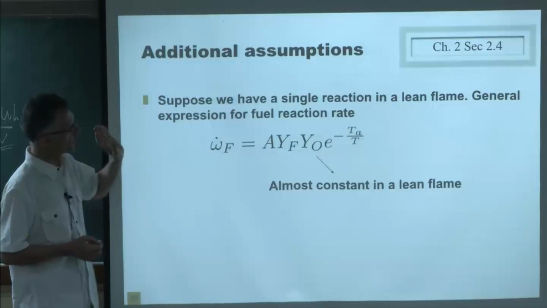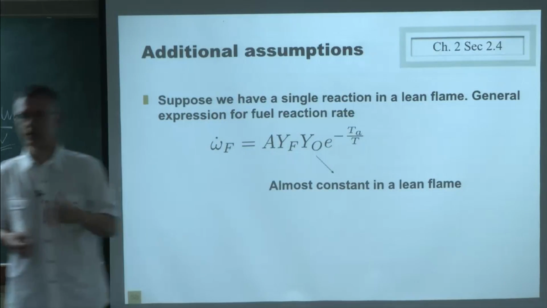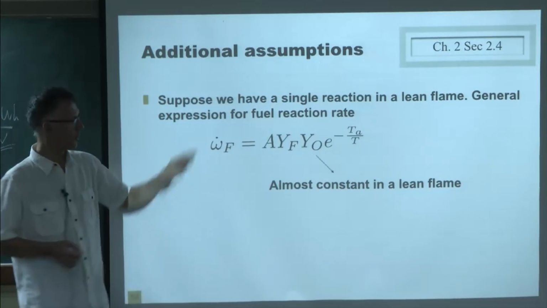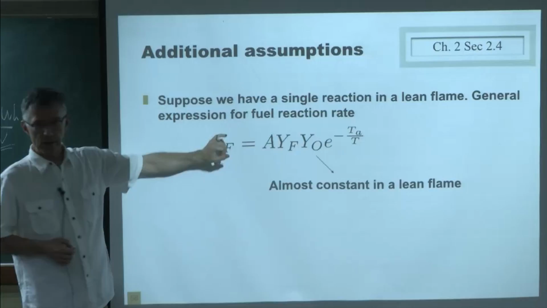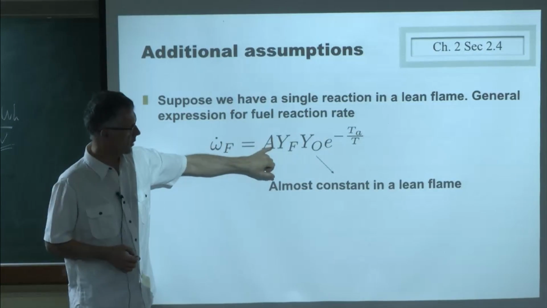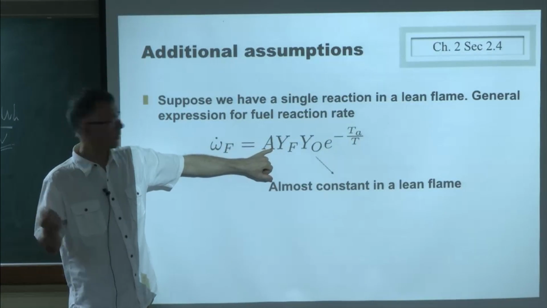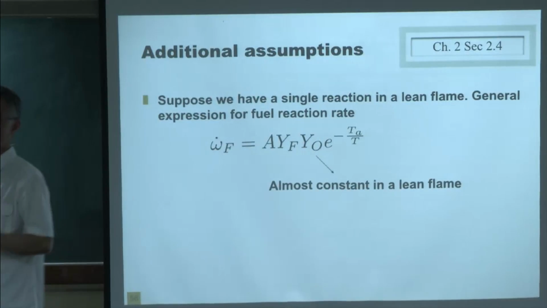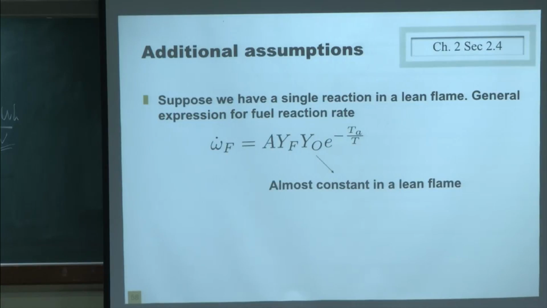Well, the first thing is to say, okay, suppose you have a single reaction in a lean flame. So it's only fuel plus oxidizer goes to product. And the rate of reaction, we're going to write like this. We're going to say it's a constant, the pre-exponential constant, multiplied by Y_fuel, Y_O2, exponential minus T_A over T. And that's a very reasonable expression in a premixed flame.